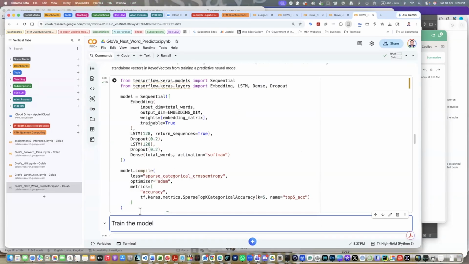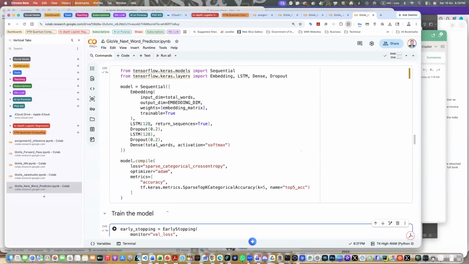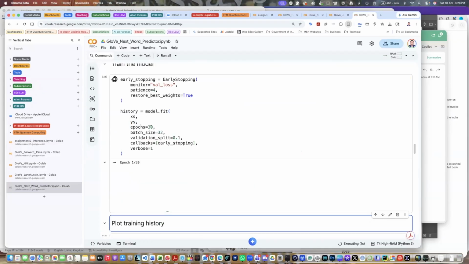So I train my neural network. Now these trainings take a lot of resources. Right now I'm training. Yes, Aditi.